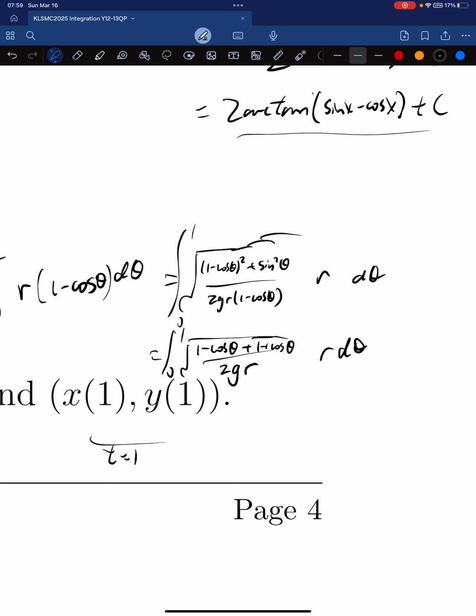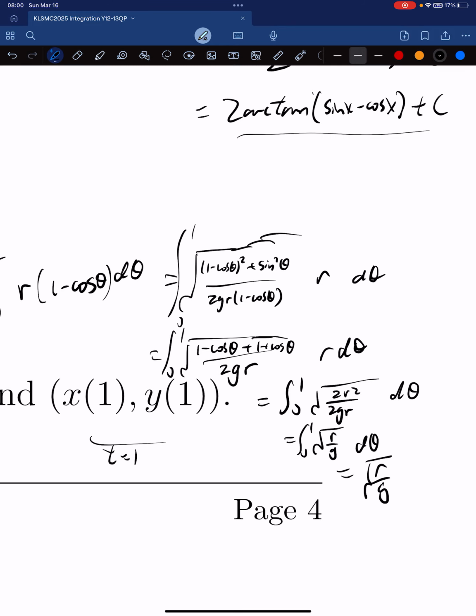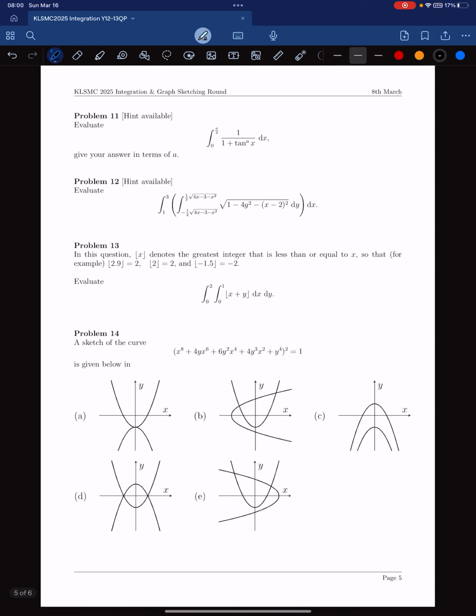And if we put r inside our square root, we get integration of 2r squared over 2gr d theta. This thing inside our square root simplifies into r over g. And this just integrates to root r over g. And that will be our final answer.